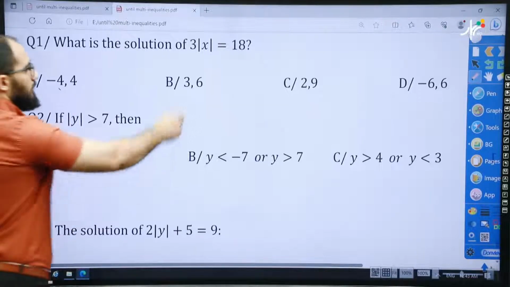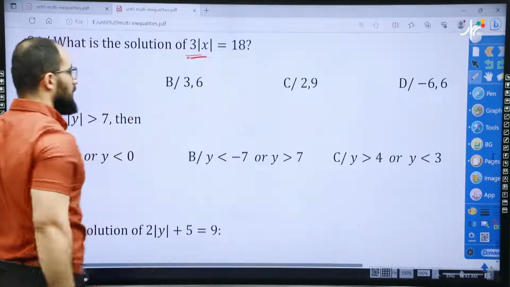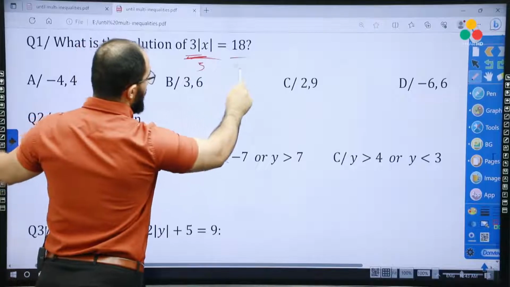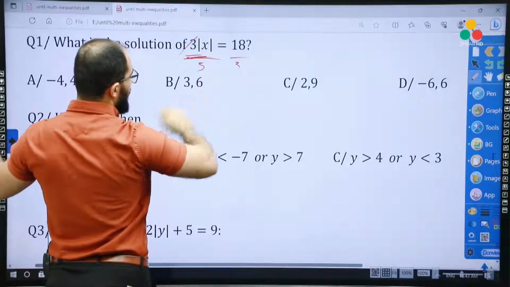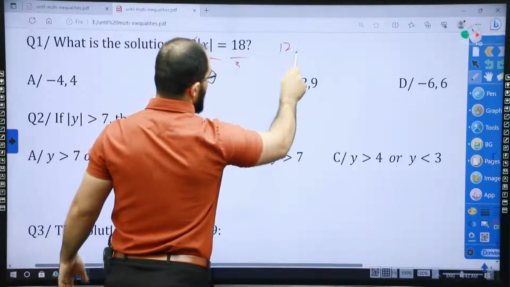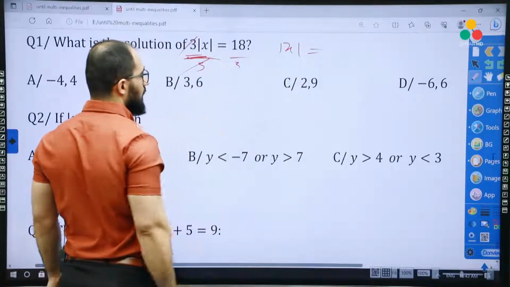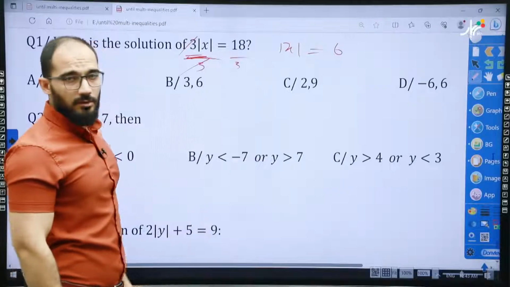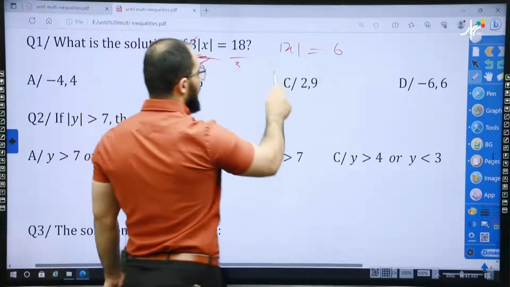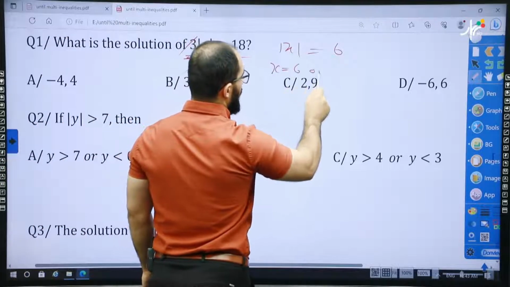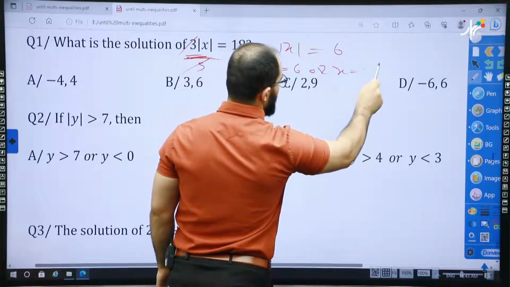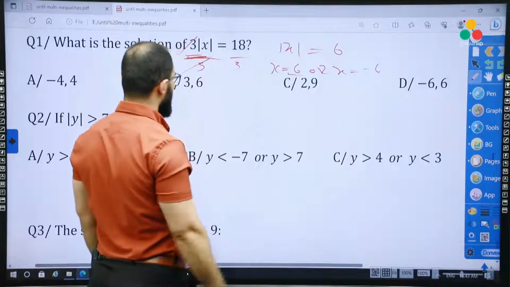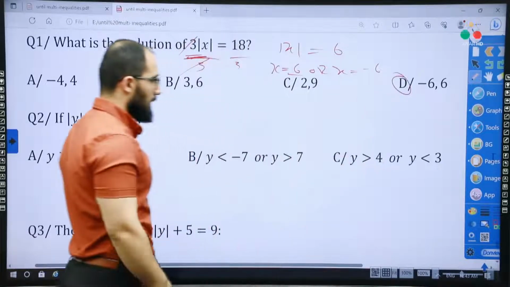We know that we have 3 in front of it, multiplied by the absolute value of x. So divide by 3, divide by 3. So 3 and 3 cancel. The absolute value of x is equal to 18 divided by 3, 6. We have the simplest form of the equation. So x is equal to 6 or x is equal to negative 6. So we have 2 values, 6 and negative 6, so it is D.